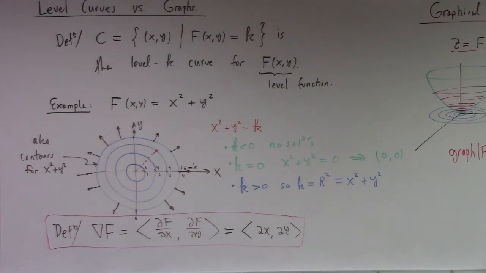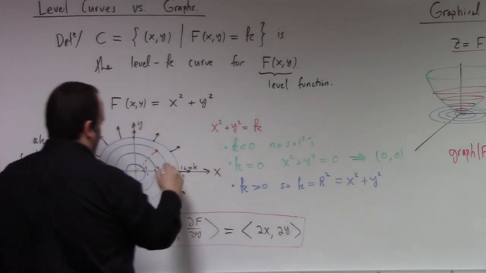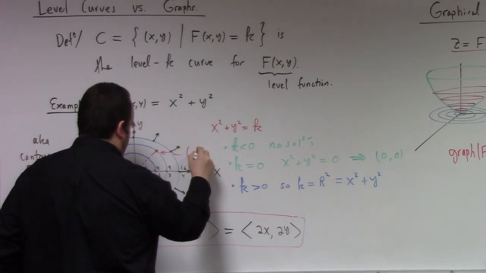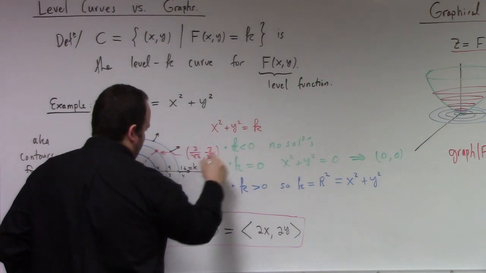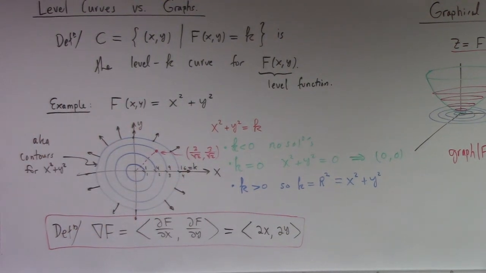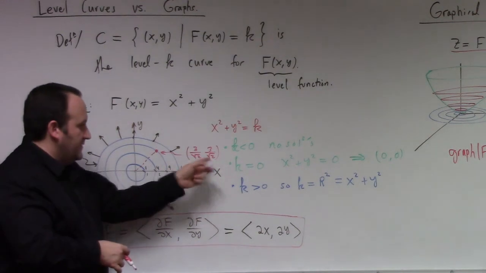So that point is what? It's got the same x and y coordinates, and it's a distance 3 from the origin. So I hear 3 over root 2? 3 over root 2, I think that'll work. Because if you square that, you get 9 halves plus 9 halves, which is 9, which is saying it's on the level 9 curve, which has radius 3, right? So yeah, that's 3 over root 2, 3 over root 2.